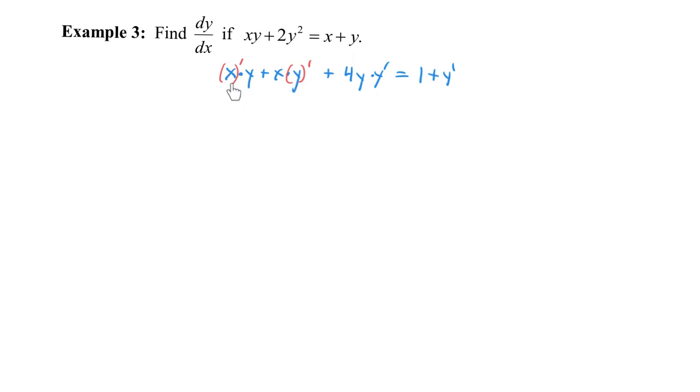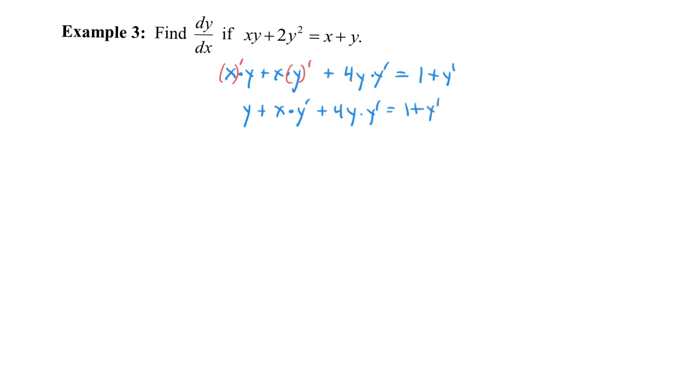The product rule here with the derivatives, well, x prime is just 1, so I don't really need anything there. 1 times y is just y. And then y prime, the derivative of y is just y prime, so it's just another y prime. Plus 4y times y prime equals 1 plus y prime.